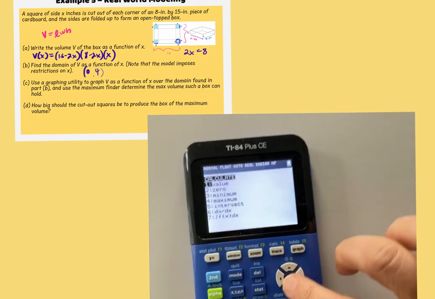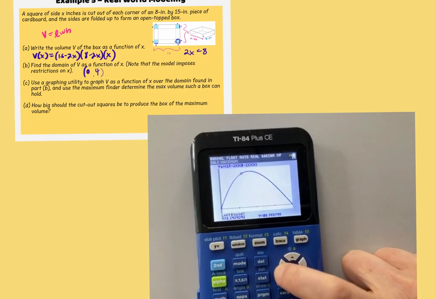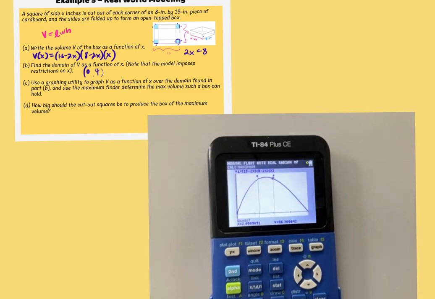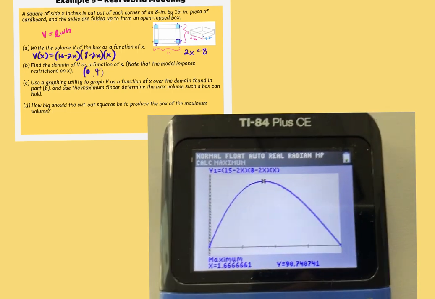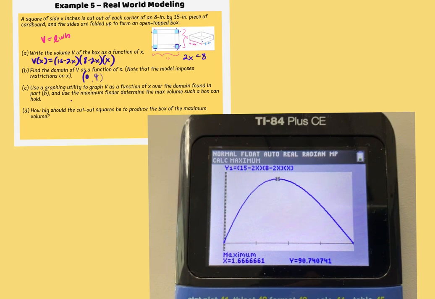So I go second trace. I go to my max. I go left of it. I go right of it. I hit enter. And it's going to bring me to the max. So the max volume would be 90.741. And what would this unit be? Inches cubed.